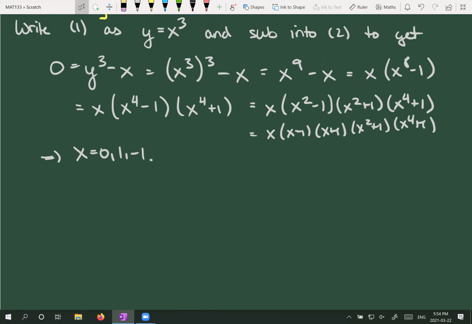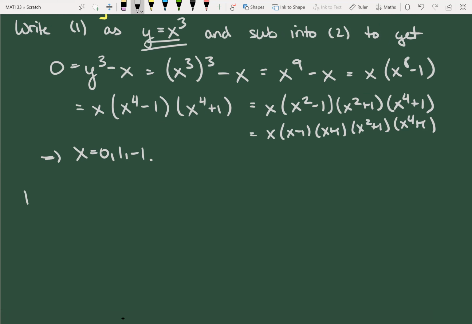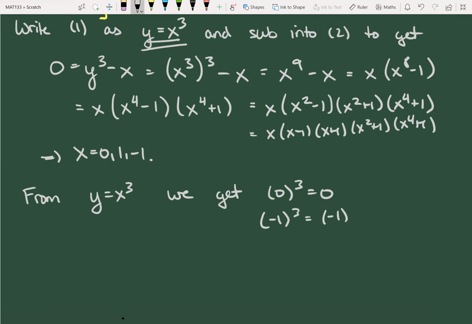Now we need the y value as well. So we come back here and we use y equals x cubed. If we plug in 0, obviously we get 0. If we plug in -1, we get -1. And if we plug in 1, we get 1. So our points are (0, 0), (1, 1), (-1, -1). And that's answer B.